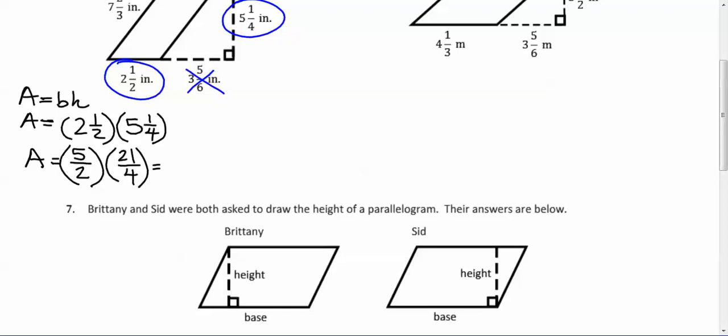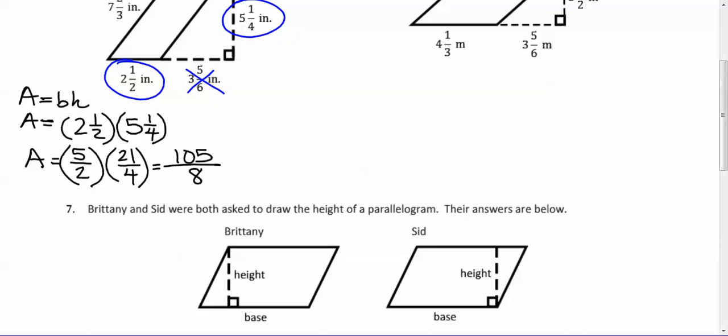So how do we multiply fractions? Liliana? Multiply them straight across. So 5 times 21. What's 5 times 20? 100. 5 times 1 is 5. Add the 2. You have 105. All right, so 105 over 2 times 4 is 8. So we have 105 over 8.